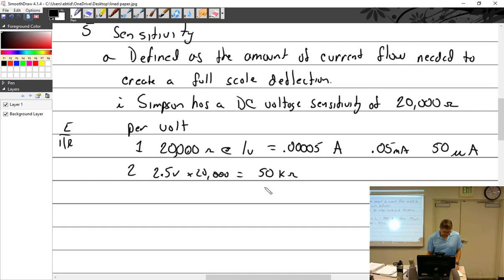All right. On the 10 volt setting, how many ohms is that? That's 10 times 20,000 equals 200K. Oh, what is my amps over here? How many amps for the one before that? Would it be the exact same?